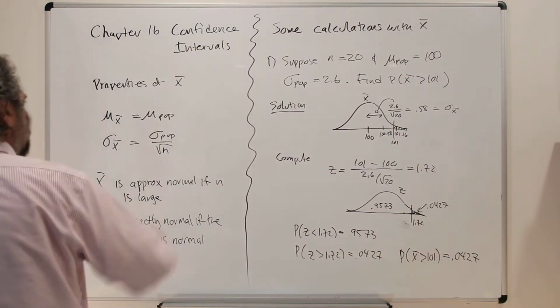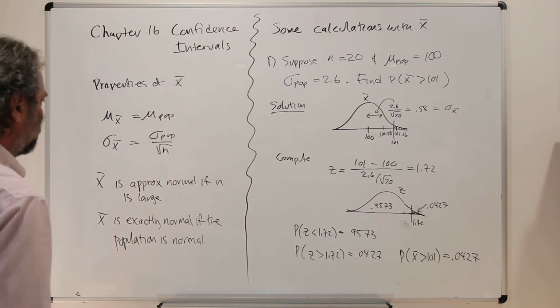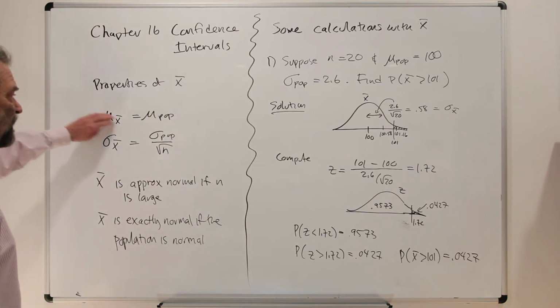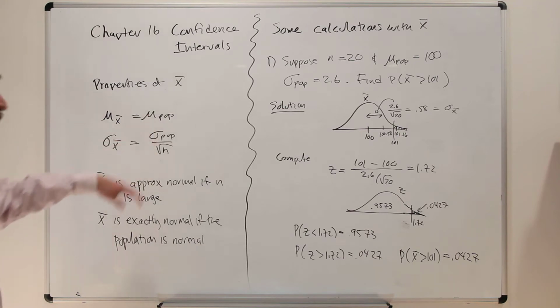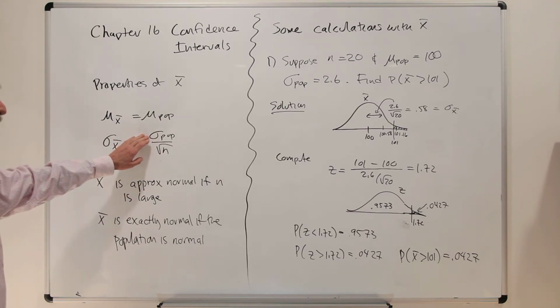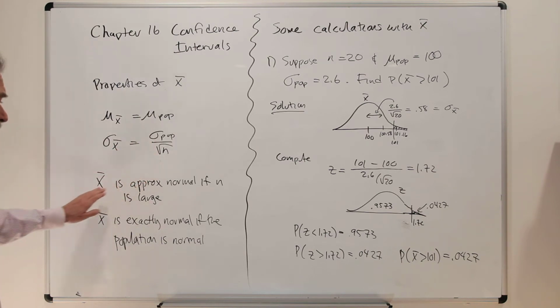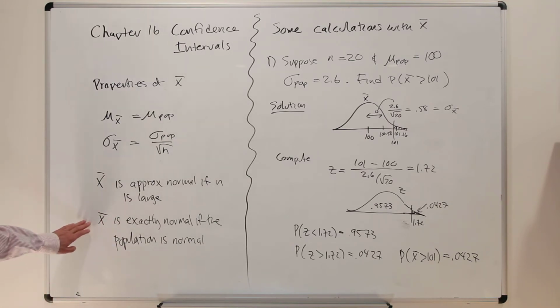So here's x bar, the sample mean. It says the mean for the sample mean is the mean of the population you're sampling from. Sigma of the sample mean is sigma of the population you're sampling from divided by square root of n. And x bar has an approximately normal distribution if n is large. That's called the central limit theorem. And x bar is exactly normal if the population is normal. So that's just a fact about sampling from normal populations, that the sample means come out normally distributed.